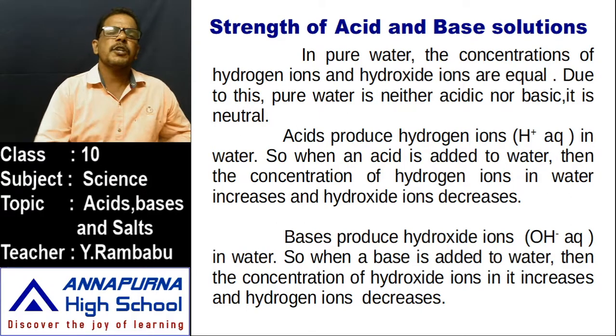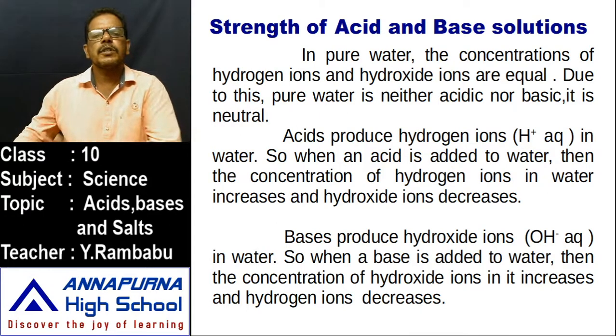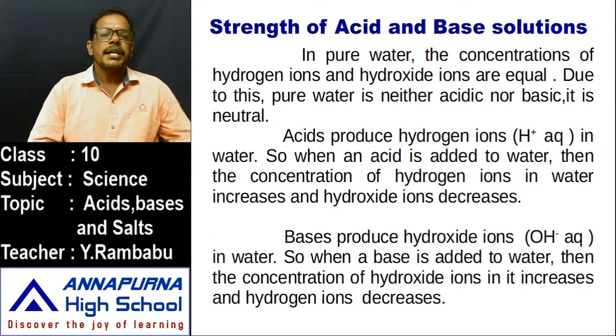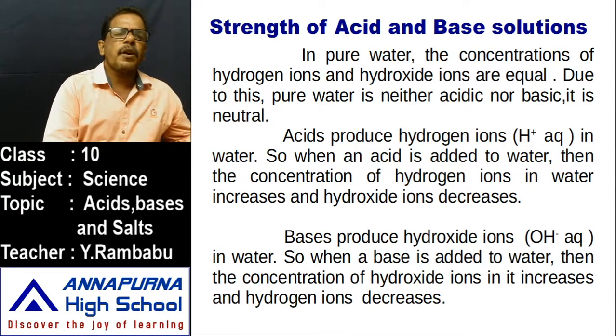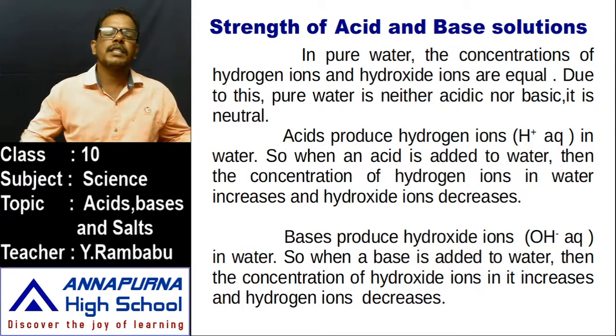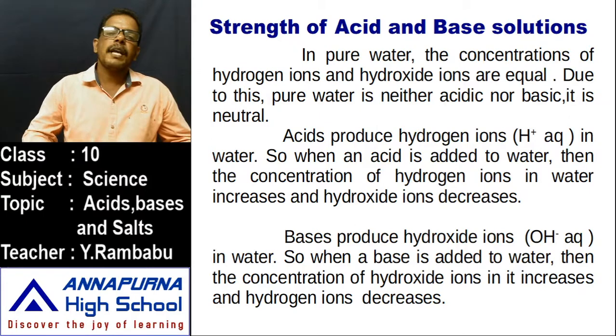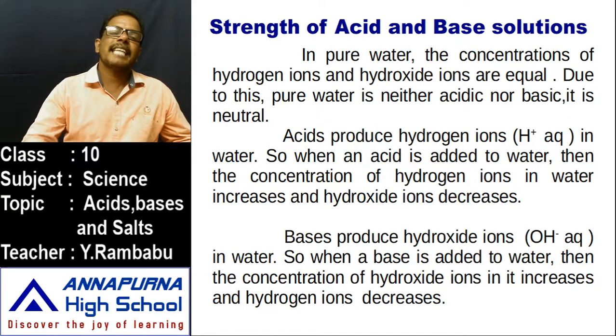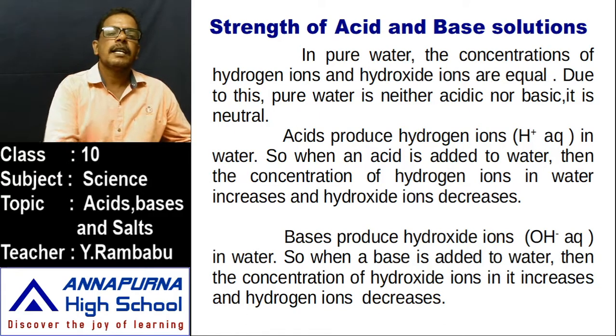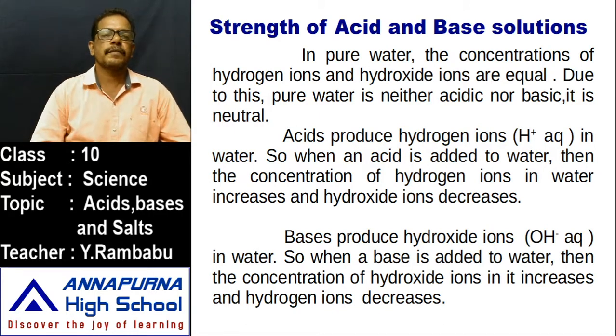Why? Acids produce H+ ions, bases produce OH- ions. If more H+ ions are present in a solution than OH- ions, that is an acidic solution. In the same manner, if more OH- ions are present in a solution than H+ ions, then it is a basic solution.